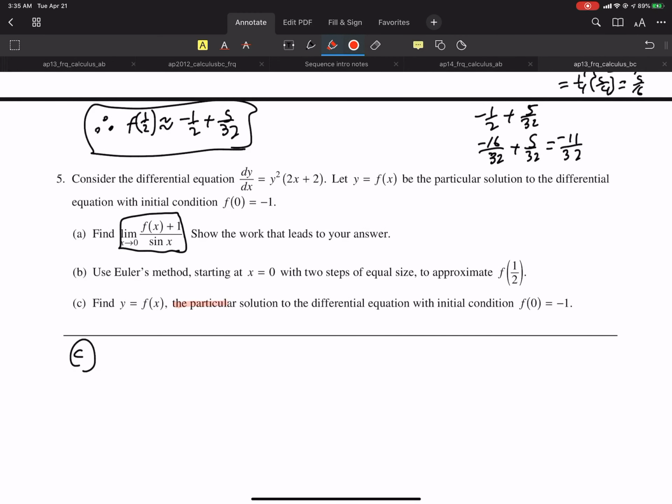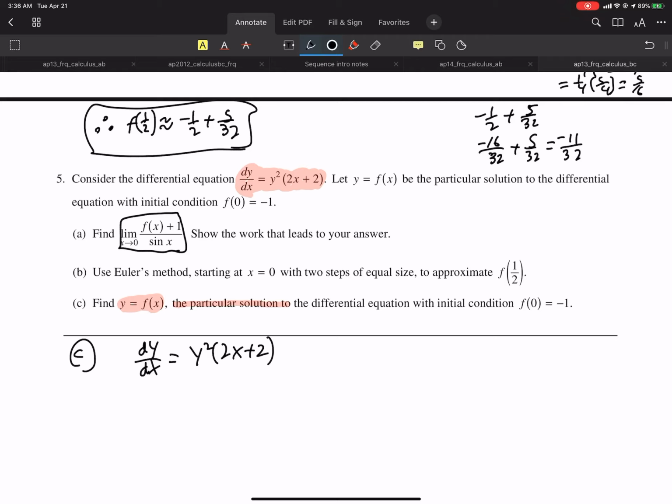So find the particular solution to this differential equation. They want this to be the solution. Basically, they want what f of x equals so that when you plug y in here and you plug y here, the left side equals the right side. That's what it means to be a solution. So we're starting with dy/dx is y squared times (2x plus 2).